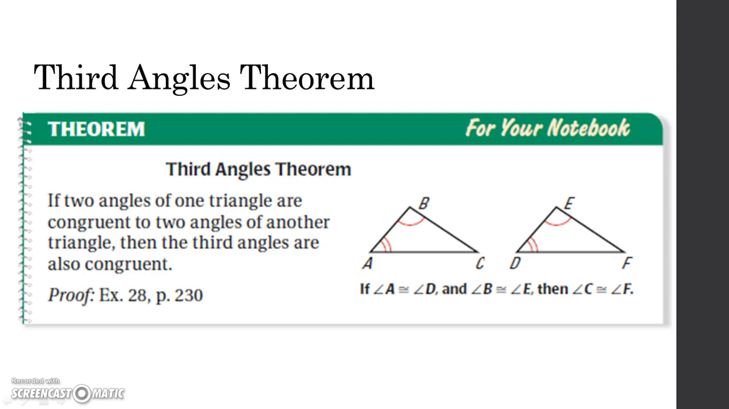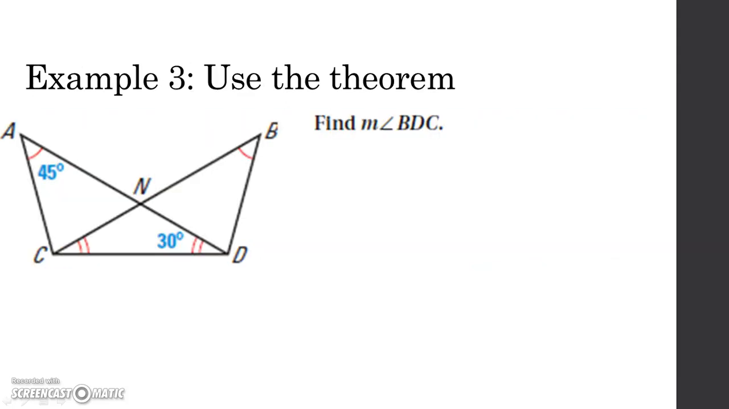Our next theorem is the third angles theorem. The idea here is if you have two congruent angles in a triangle, then the third angles are automatically congruent. You could find how big angle C is and how big angle F is first, set them equal, then find out they're congruent, but instead we would just use this theorem to go one step instead of 5. So again, if two pairs of congruent angles are in a triangle, then the third pair is automatically congruent.